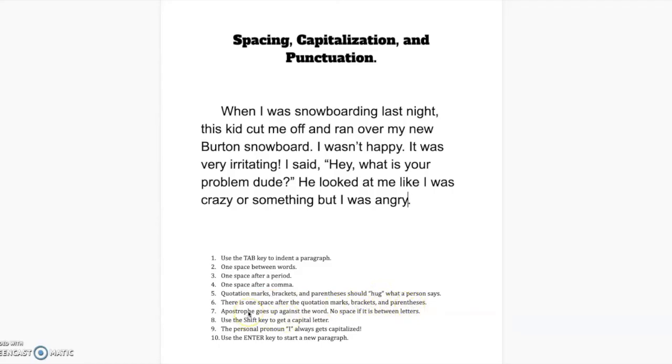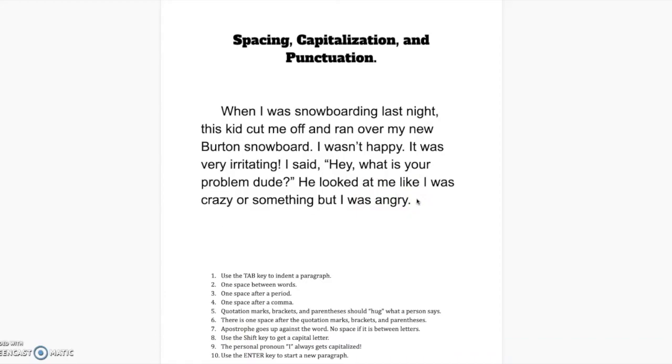The apostrophe goes up against the words. Okay? No space if it's between letters. You're going to use the Shift key to get capital letters. Always capitalize the personal pronoun I. And if you want to start a new paragraph, like if I want to start a new paragraph, I would hit the Enter key on the keyboard, and then hit the Tab key to make sure it's indented to start my new paragraph.